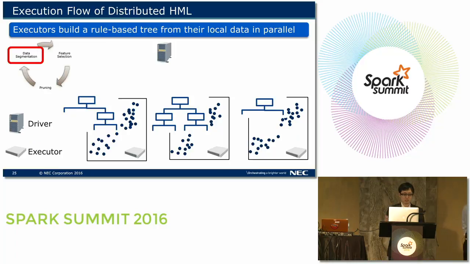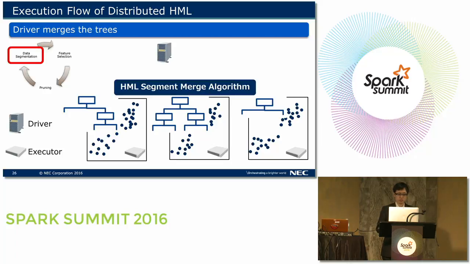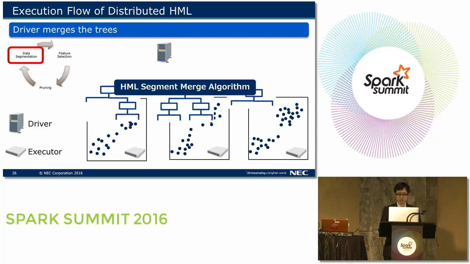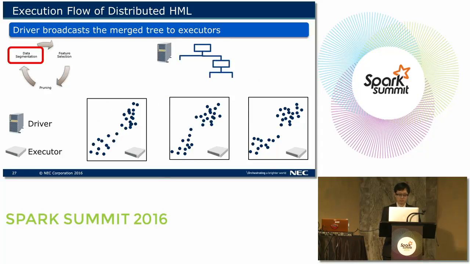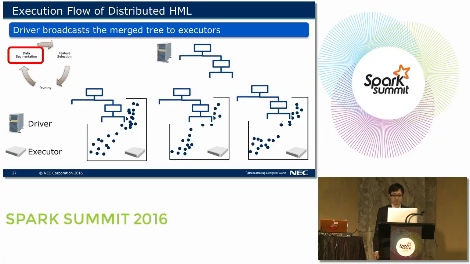So let's see the execution flow of distributed HML. At the first step, data segmentation, executors build a rule-based tree from their local training data in parallel. Because of the differences in the local training data, the trees might be different from each other. Then the driver merges the trees and fixes one consistent tree. And the driver broadcasts the merged tree to executors.